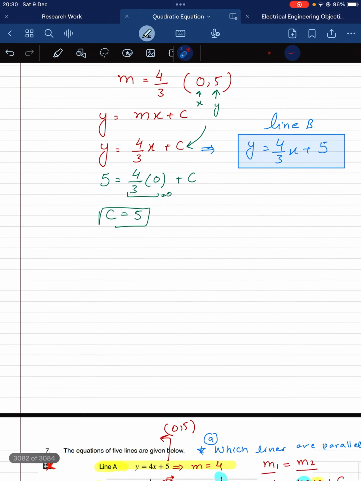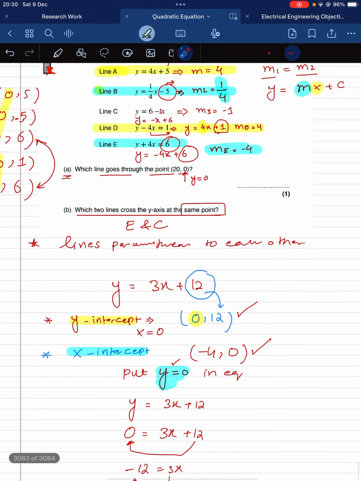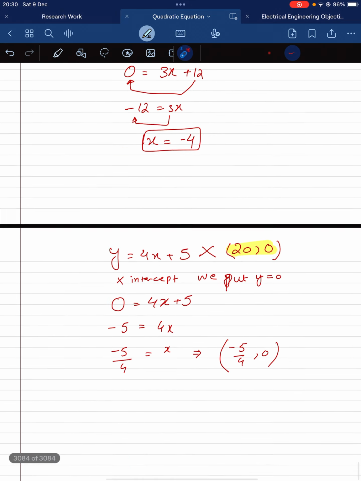In the last question we did a lot of things. We found which two lines are parallel. For that we calculated the slope of every line by changing it into standard form, and we also found which two lines have the same y-intercept. And we also learned something new. Whenever you have to find the y-intercept, you put x equal to 0, and whenever you have to find the x-intercept, you put y equal to 0 and find the value of x, right? So this is what we have covered in this video.